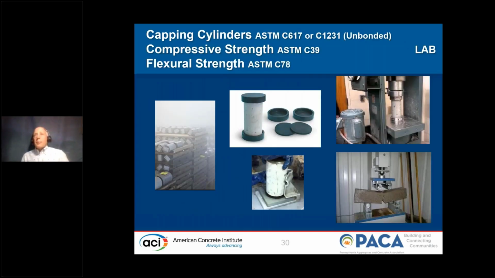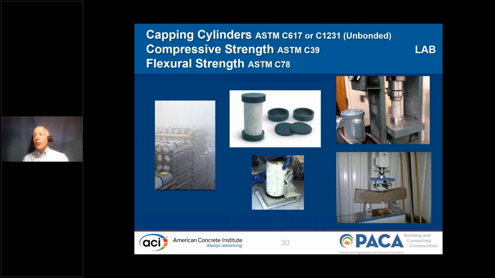What happens to them at the lab? Once they arrive at the lab, they're kept in a 100% humidity room, or they're kept in a saturated lime bath until they're ready to be tested. Then they need to be capped. And in the center, you see the steel retaining rings and the neoprene caps. By far, that is the most common method used to cap our cylinders nowadays.